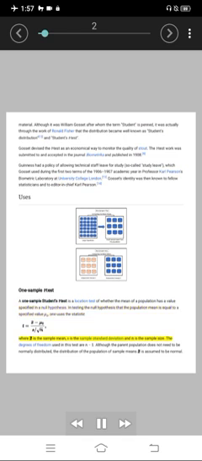Where x̄ is the sample mean, S is the sample standard deviation, and n is the sample size. The degrees of freedom used in this test are n-1.